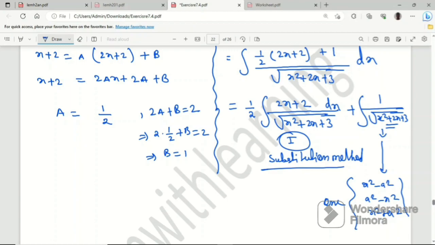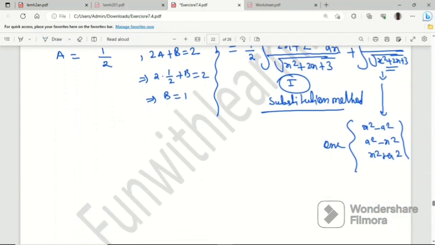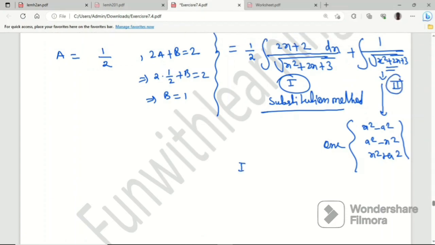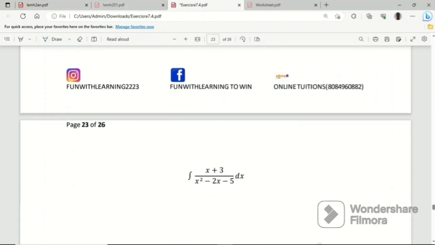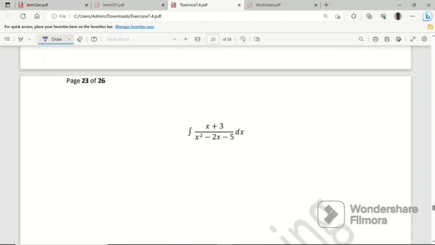Now we are moving on to the next question, and whatever first and second part you will get, always try to solve like this. Then at last you can sum up by putting some equation. Yes, 1 plus 2 is our required answer. This is the 22nd number.